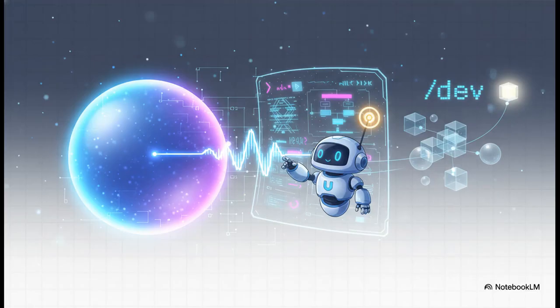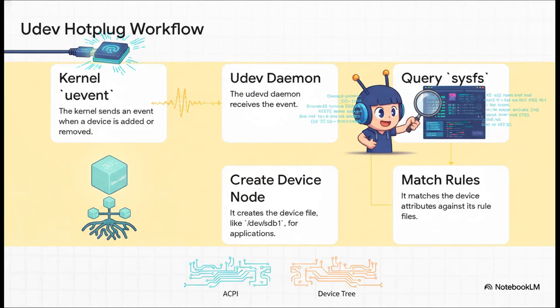And if sysfs is the live dashboard, then udev is the event coordinator. It's this little process that's always running in the background, just watching for events from the kernel. So when a new device shows up, like you plug something in, udev gets the notification and immediately springs into action. So let's trace it.